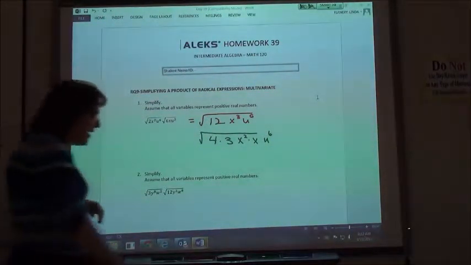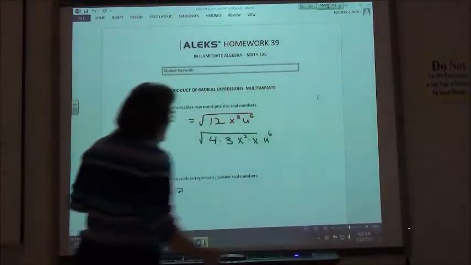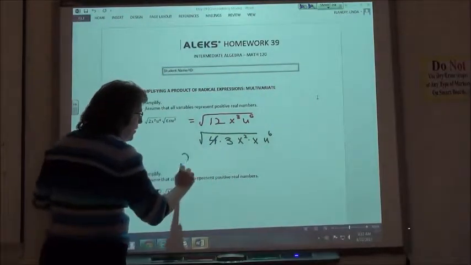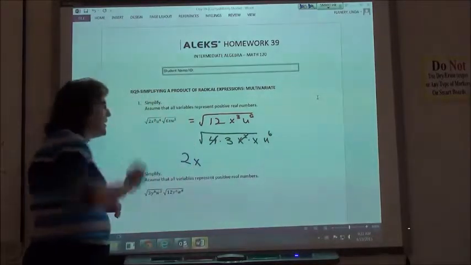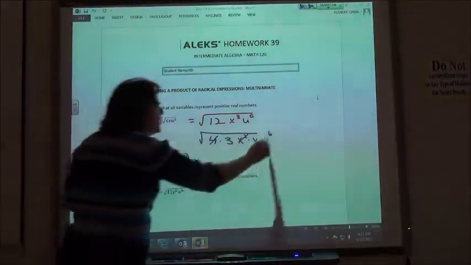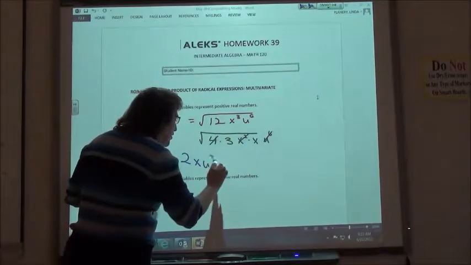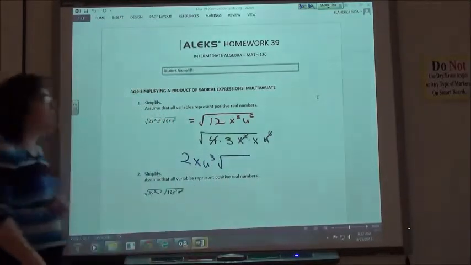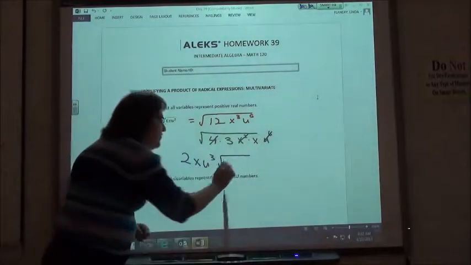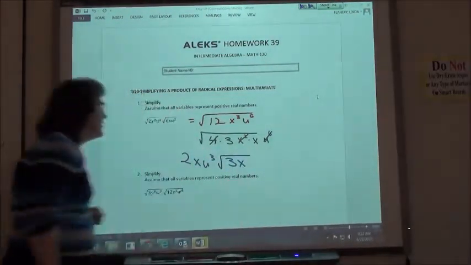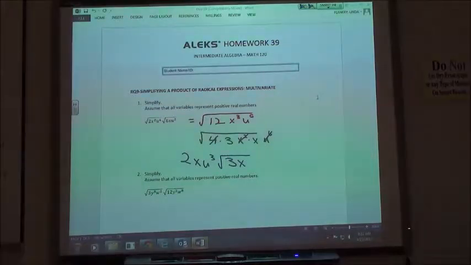And then I'm going to go ahead and take out my perfect squares. So square root of 4 is 2. Square root of x to the 2nd would be x to the 1st, because I take half of my exponent. Square root of u to the 6th is u to the 3rd. Again, taking half of my exponent. And I have the 3 and the x left underneath my square root. And so I get 2xu cubed square root of 3x. So basically all you're going to do is multiply them together and then simplify them like we did the other day.